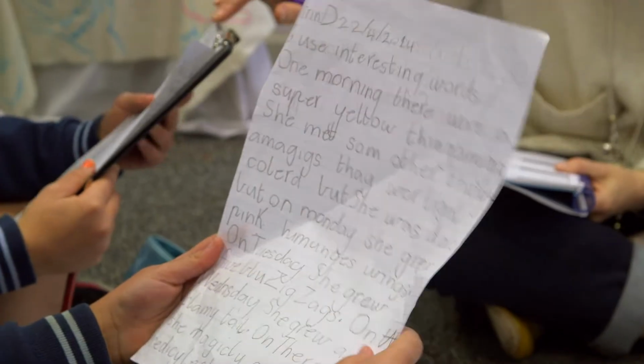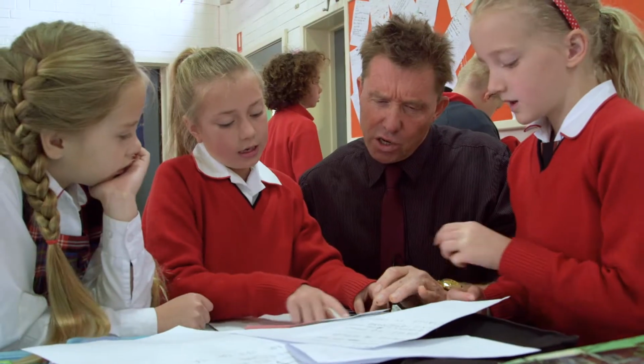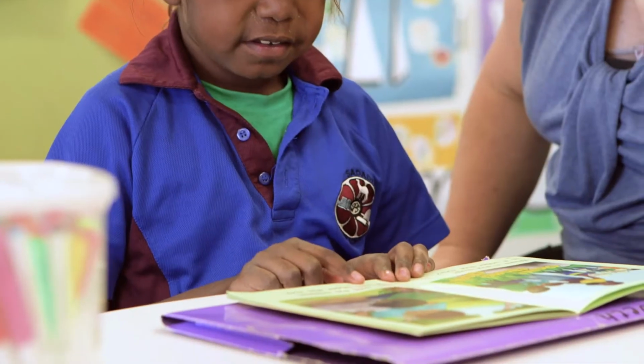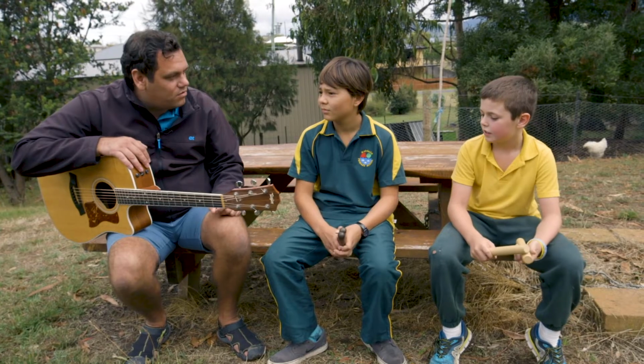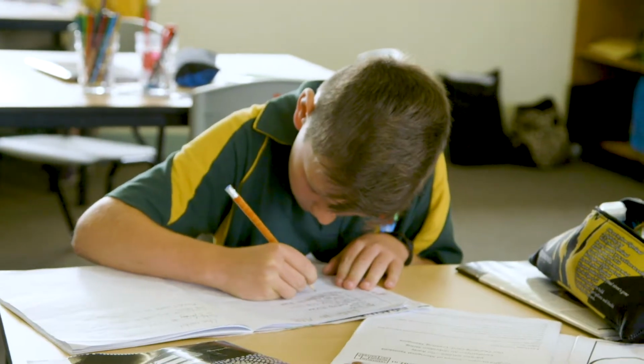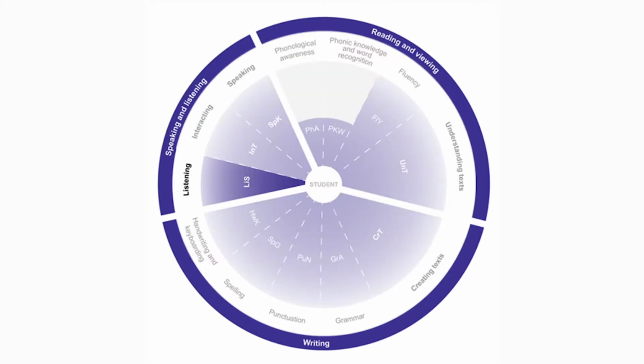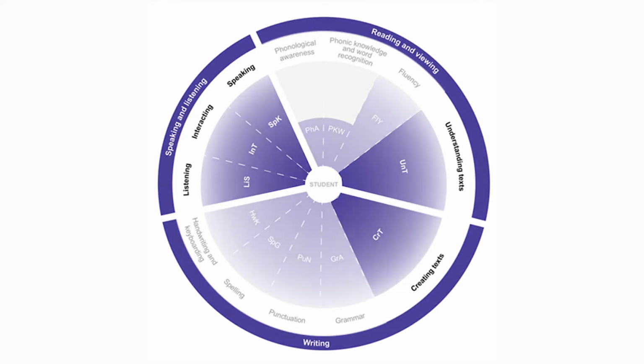Literacy. The Literacy Progression has 3 elements that reflect significant aspects of literacy development necessary for successful learning and for everyday life. The 3 elements are speaking and listening, reading and viewing, and writing. Each of these elements includes sub-elements. There are 5 overarching sub-elements: listening, interacting, speaking, understanding texts, creating texts.